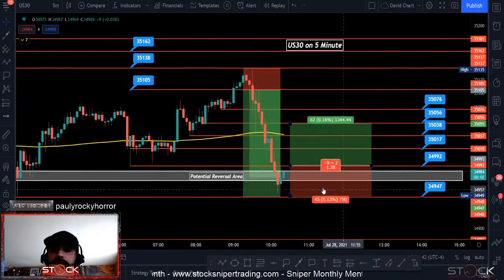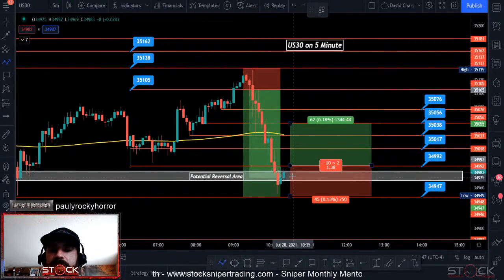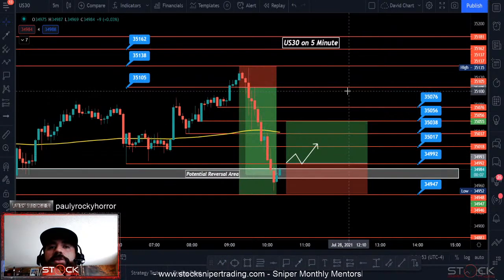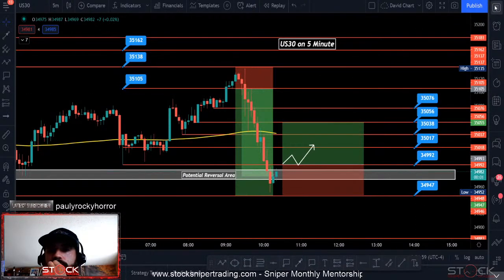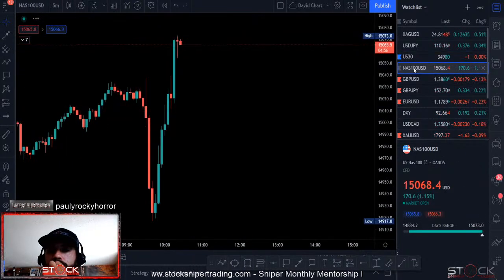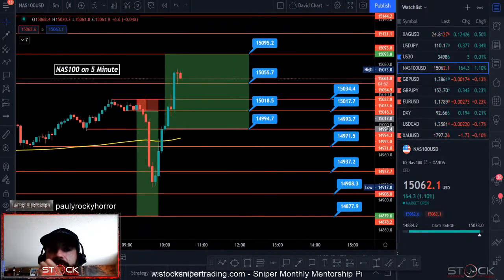So let's wait and see what's going to happen. If it doesn't break above there with a retest and a confirmation, it's just going to hold bearish. So let's just wait and see here. Okay, see how they pushed it up? Now they're pushing it back down again for NASDAQ.